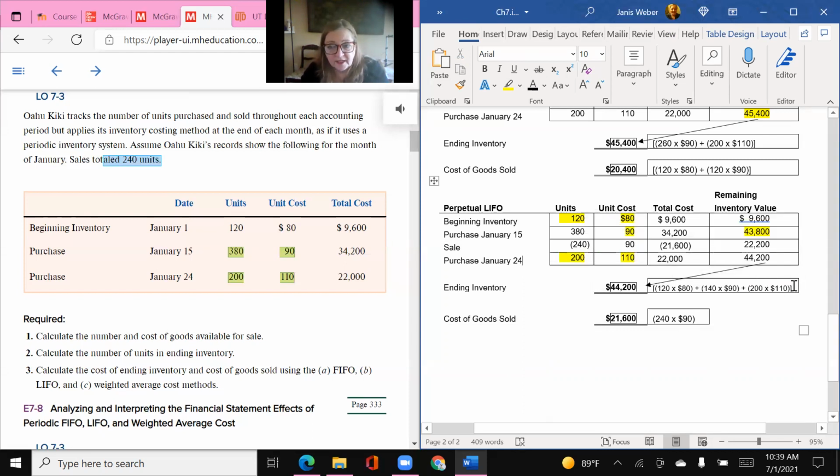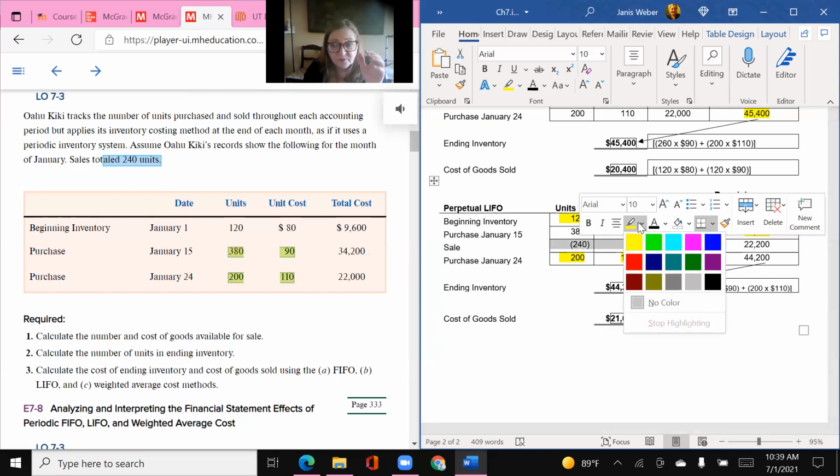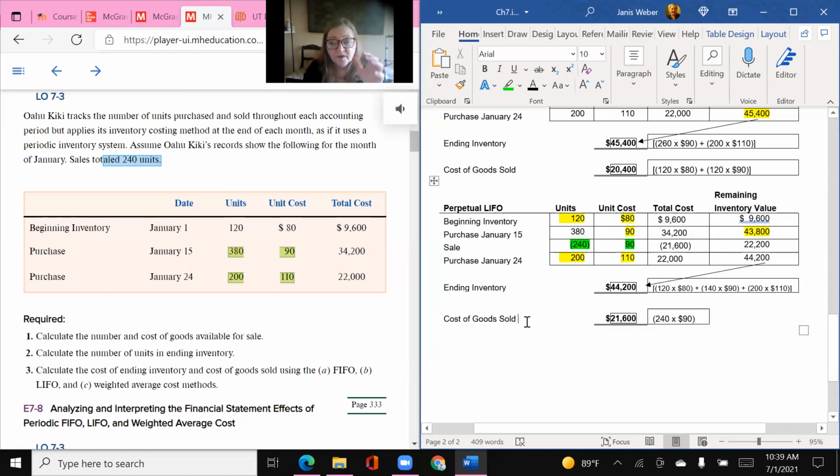That's what this is tallying up. 140 of that $90 group, plus all of the first beginning inventory and all of the last purchase. So that brought us to this 44,200, and that was the ending inventory. And the cost of goods sold was just this sale that we had already calculated, 21,600. It was 240 units at $90. And that was the cost of goods sold.